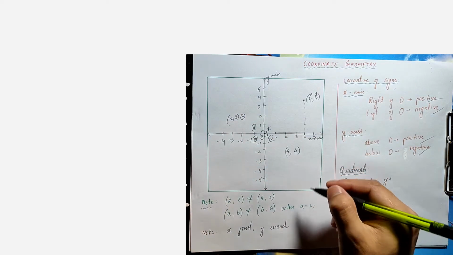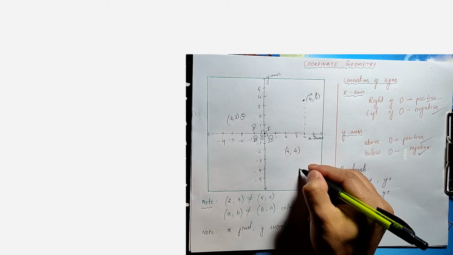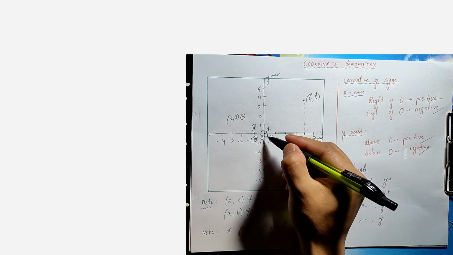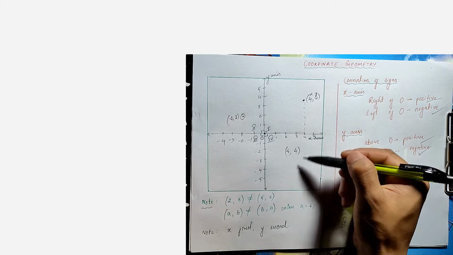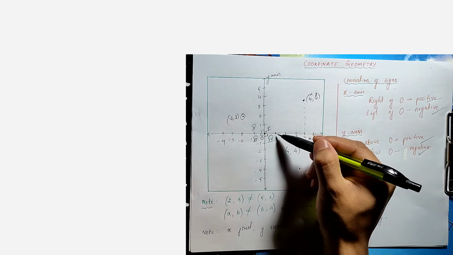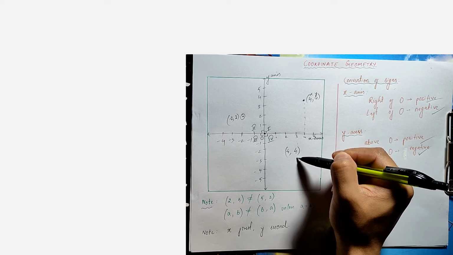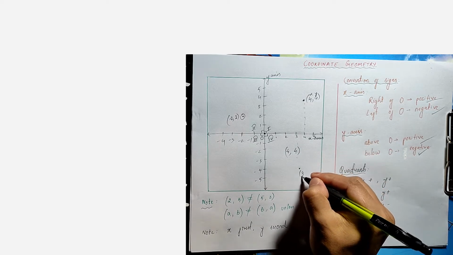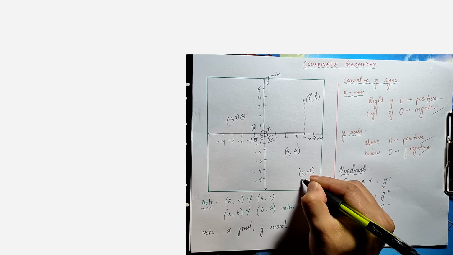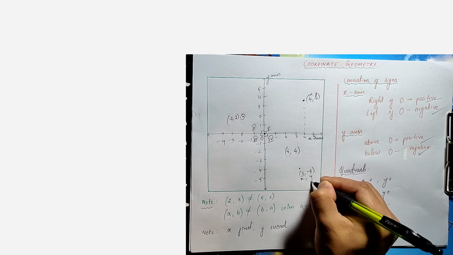Let us take one more point. Let's say this point. First of all move along the x-axis. This point, as you can see, is 3. So 1, 2, 3, and along the y-axis it is minus 1, minus 2, minus 3, minus 4. So this point will be 3 comma minus 4. That is, this is the x-coordinate and this is the y-coordinate.